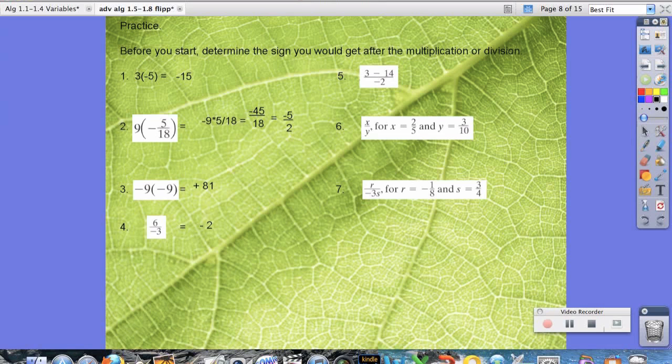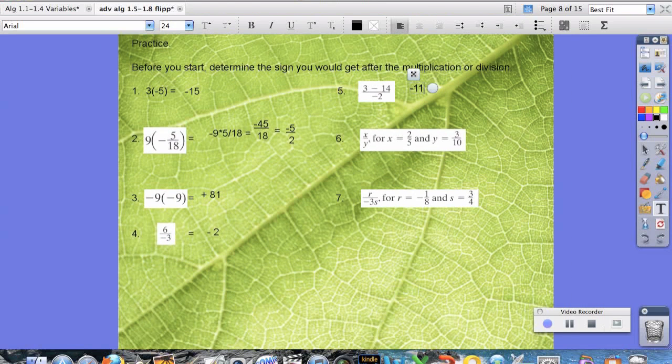Number 5, we're going to do this in pieces. We're going to do the numerator first, so 3 minus 14 is negative 11, divided by negative 2, and that would be equal to 11 halves.